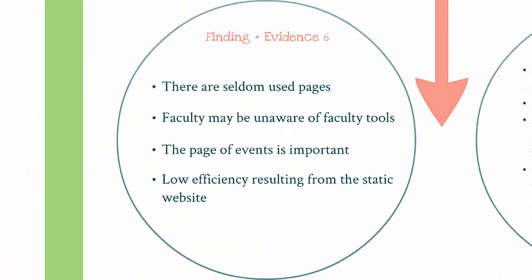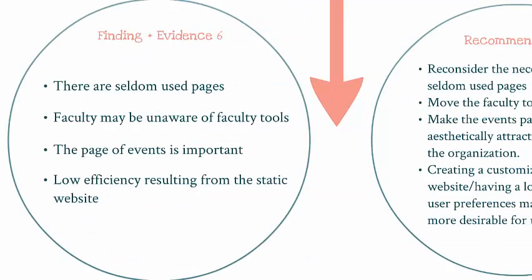So our sixth finding is all the other findings that cannot be put into any previous categories. First, we find that there are some seldom used pages. Second, faculty may be unaware of the faculty tools under the faculty and staff submenu. Third, the page of events is very important. Next, the website's efficiency is low, resulting from the static website.